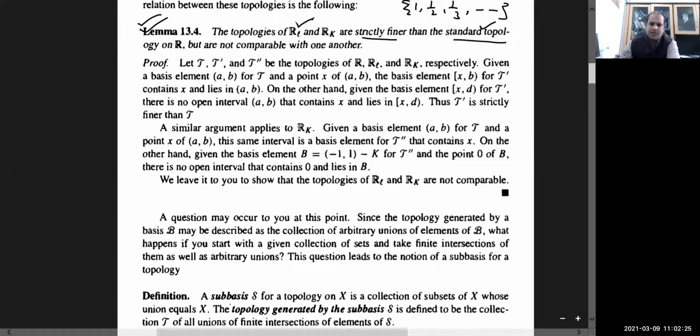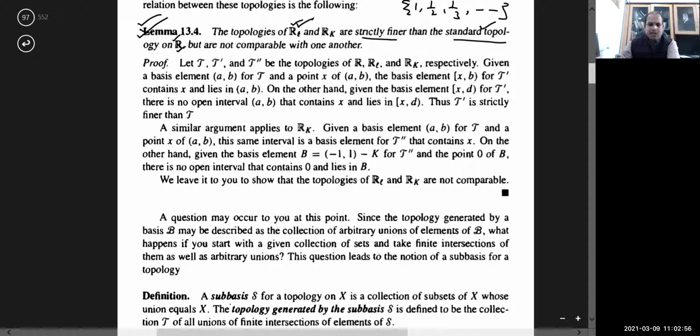So I have discussed this point in the previous lecture that the topologies of RL and RK are strictly finer than the standard topology on R. So first we have to compare RL, the lower limit topology on R, with the standard topology on R, and then we will compare the K topology on R with the standard topology on R. And the third part is that we also need to show that the lower limit topology and the K topology on R are not comparable.